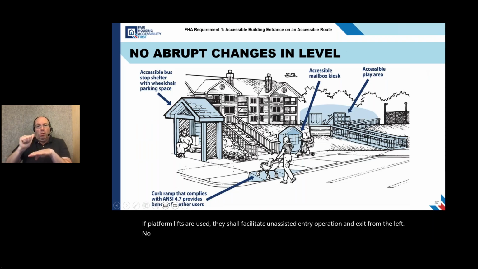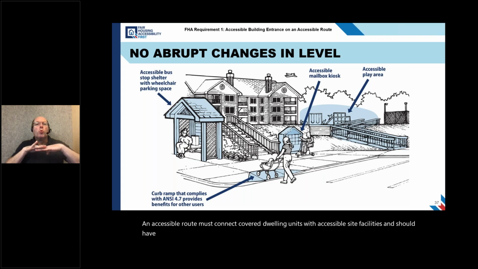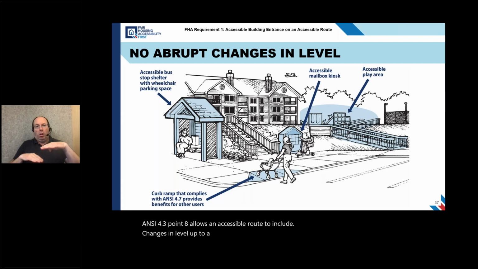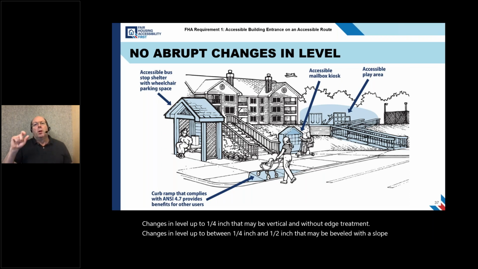No abrupt changes in level. An accessible route must connect covered dwelling units with accessible site facilities and should have no abrupt level changes. ANSI 4.3.8 allows an accessible route to include changes in level up to 1/4 inch that may be vertical and without edge treatment, and changes in level between 1/4 inch and 1/2 inch that may be beveled with a slope not exceeding 1 to 2.